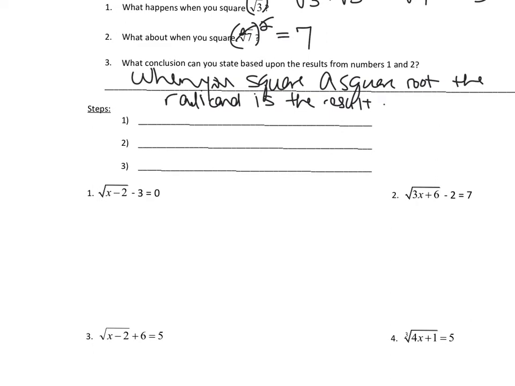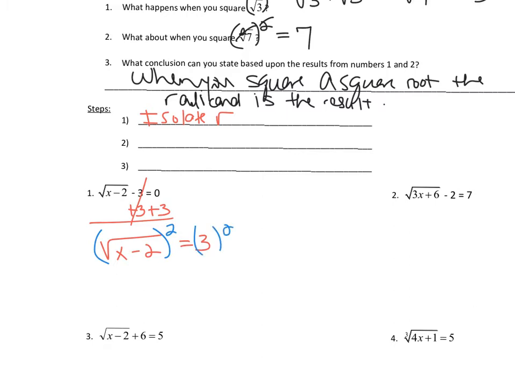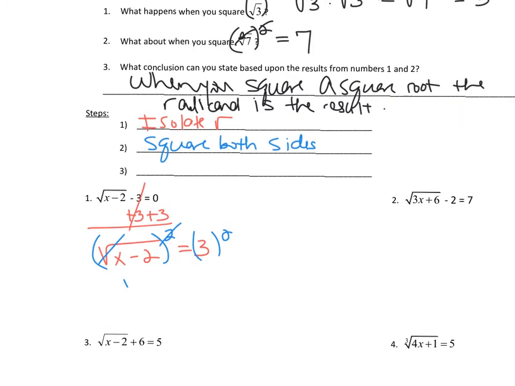So step 1 is to isolate the radical, which means to get the square root by itself. So you're going to add over this 3 so that it becomes by itself. Isolate means get the square root by itself. Then you're going to want to get rid of the square root, so you're going to square both sides. You want to do this because you want to release the x from the inside of the square root. And then you're going to solve and check your answer.